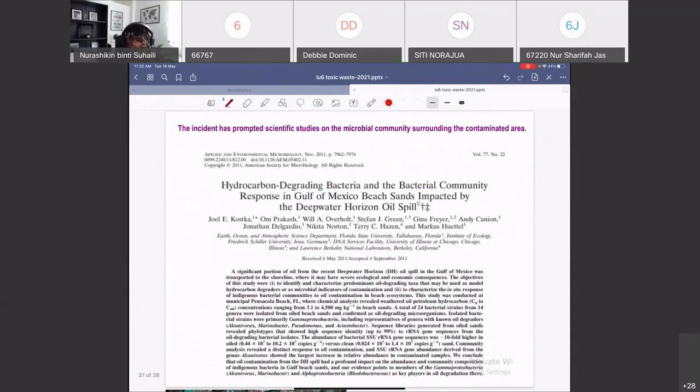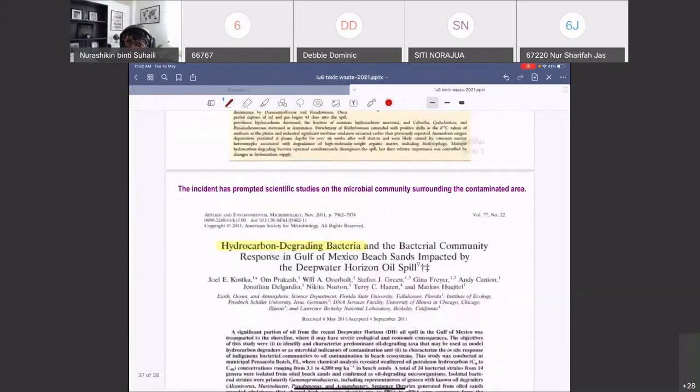So this is another study: hydrocarbon degrading bacteria and bacterial community response. So you can see the term here: hydrocarbon degrading bacteria. Hydrocarbon is referring to the oil. So why are those bacteria there? Because the oil is the food to them, and there are actually many types. It's not only one type of bacteria or microbes.